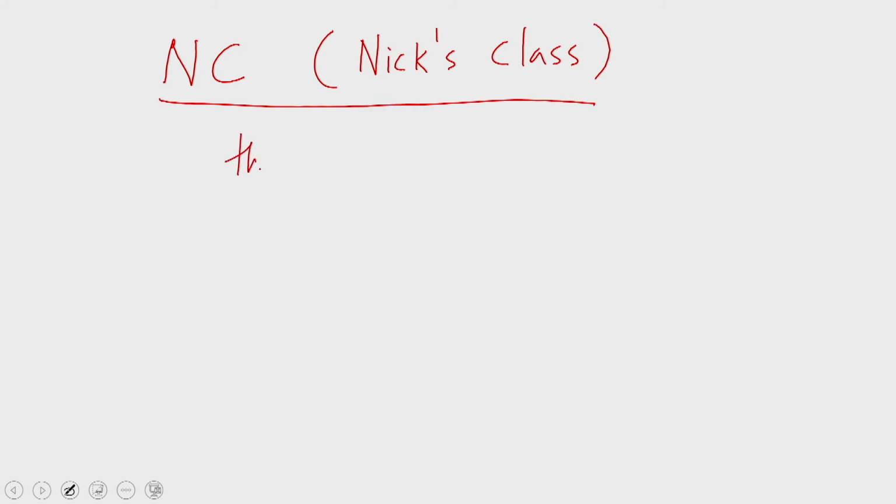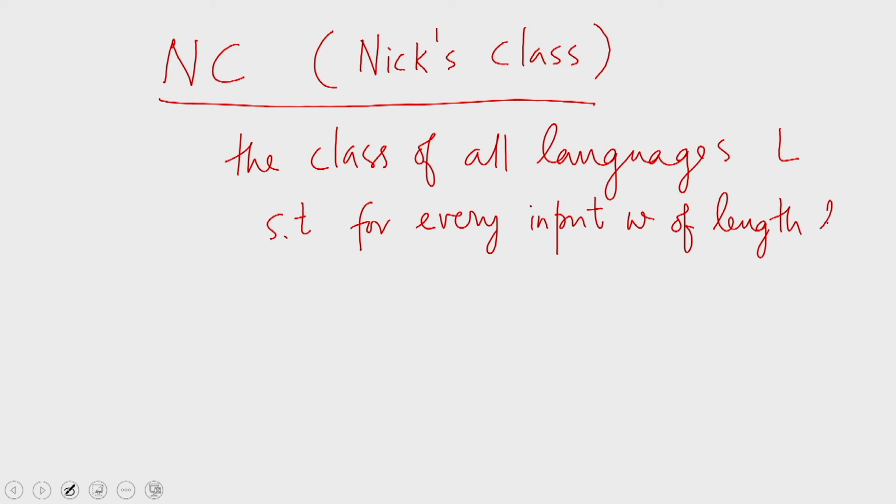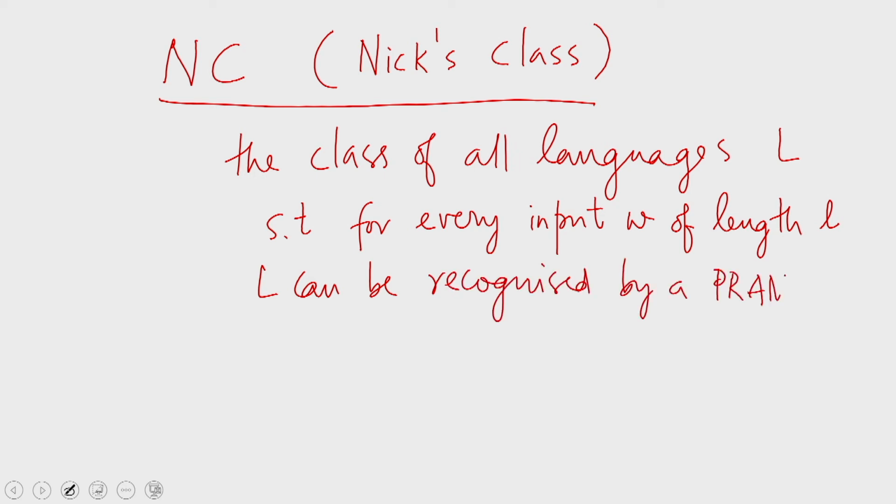Now, let us define the complexity class NC, which is short for Nick's class after Nick Pippenger. We define NC as the class of all languages L such that for every input w of length n, L can be recognized by a PRAM algorithm. As I said before, the variant of the PRAM algorithm is irrelevant.